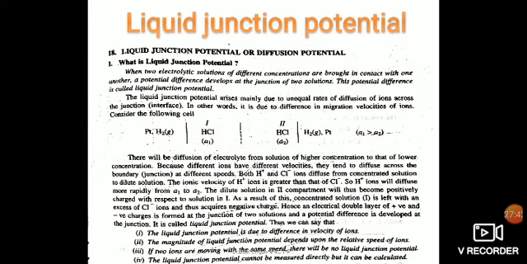Thus, we can say that the liquid junction potential is due to the difference in velocity of ions. The magnitude of the liquid junction potential depends upon the relative speed of the ions. If two ions are moving with the same speed, there will be no liquid junction potential. The liquid junction potential cannot be measured directly, but it can be calculated.